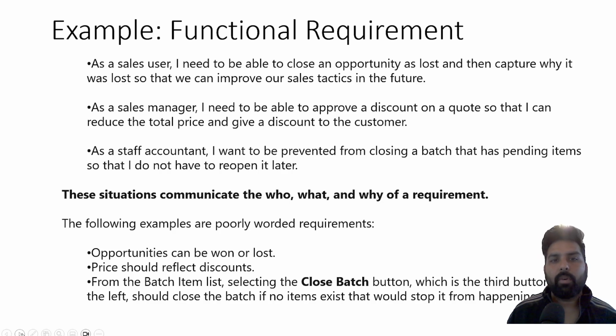And then you have a few more. As a sales manager, I need to be able to approve discounts on the quote, so that I can reduce the total price and give a discount to the customer. So it answers your who, what, and why criteria for each and every requirement. But what are the bad examples you have? Let's say for the first one, opportunities can be won or lost.